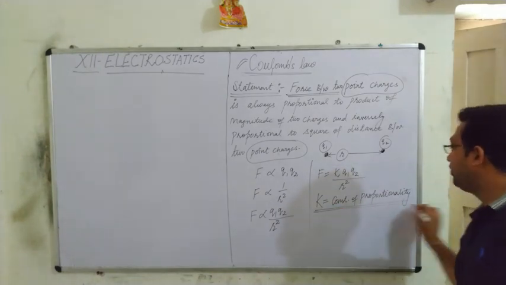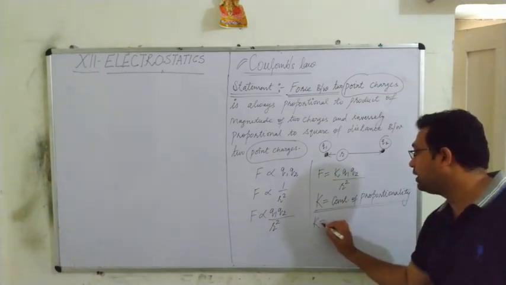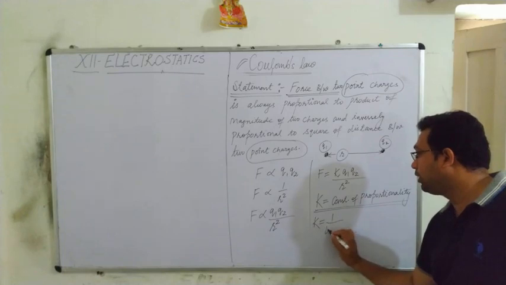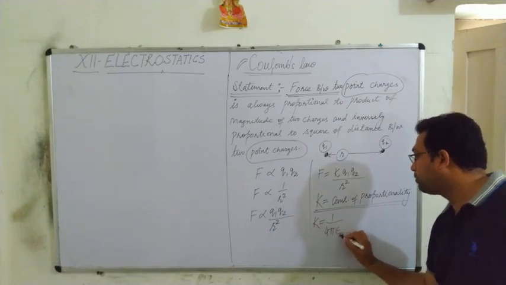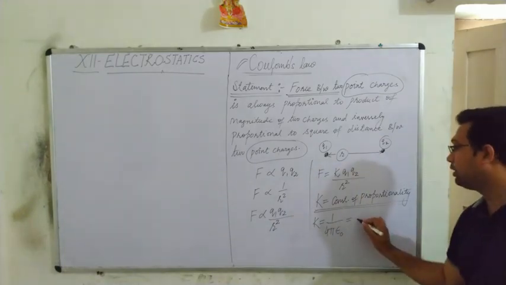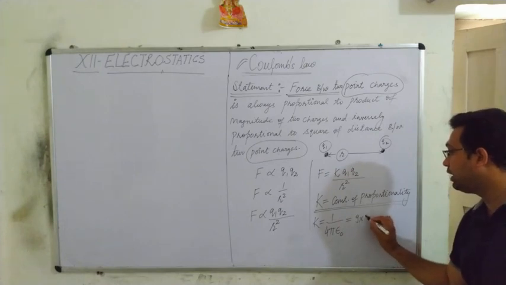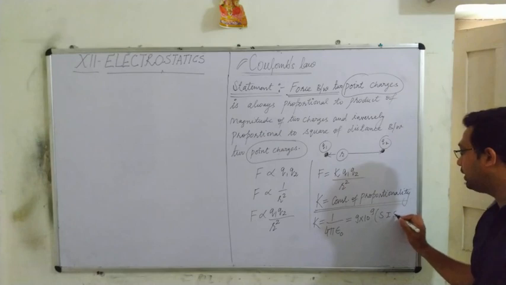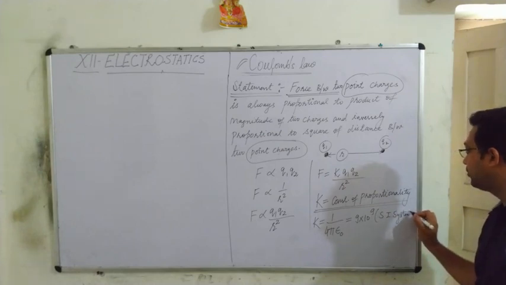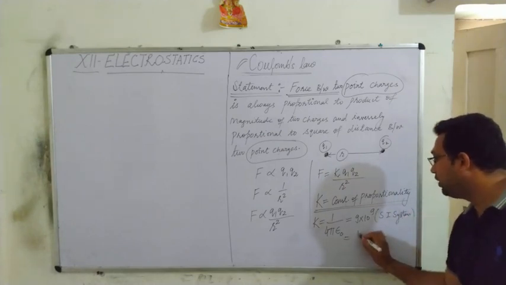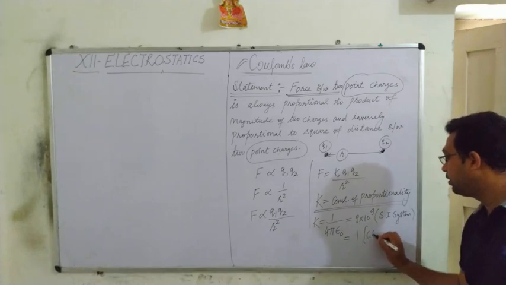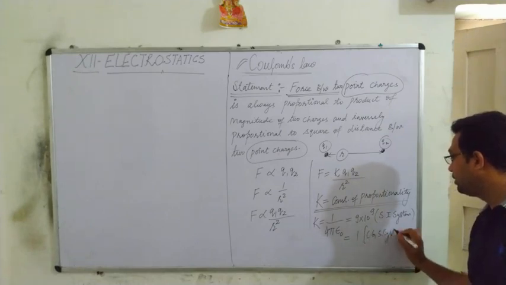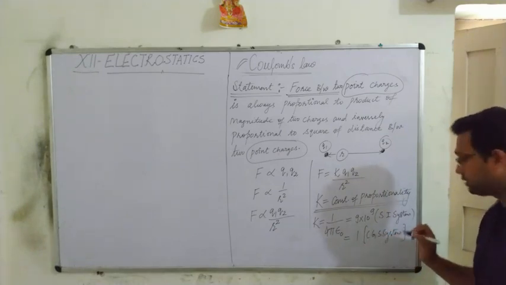Now, what is the value of K? K is equal to 1 upon 4 pi epsilon naught, and its value is 9 into 10 power 9 in SI system, and its value is 1 in CGS system.